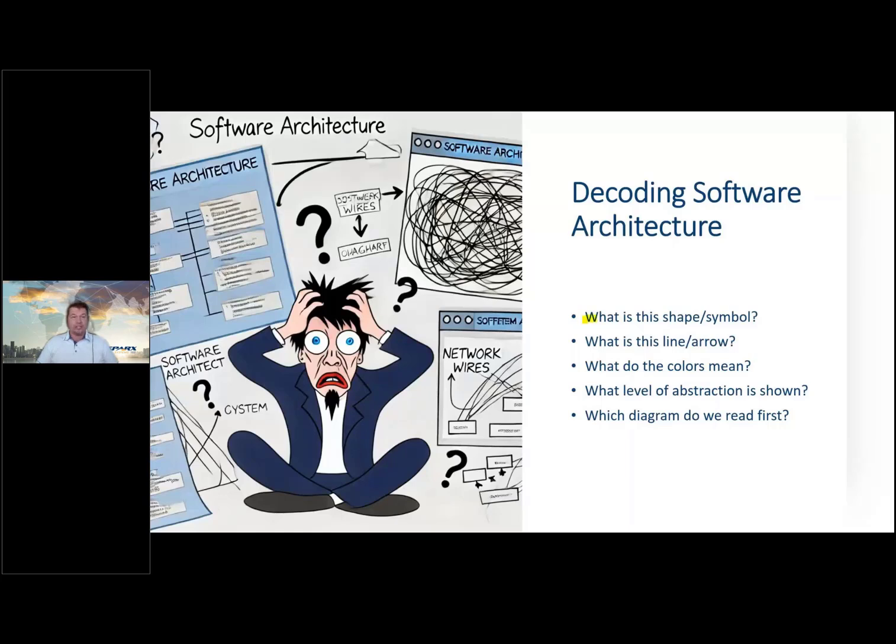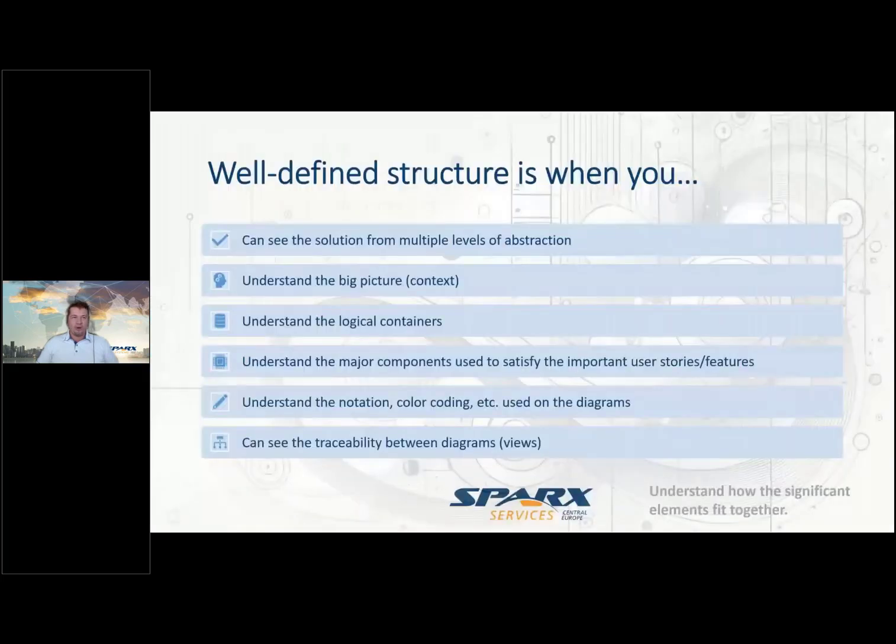questions are raised like, what is this shape, symbol? What is its meaning? Does the color really matter? Okay. And where do I start? What diagram should I start with first? Well, to give you a clue a little bit and getting closer to the C4 model, the well-defined structure is when you can see the solution from multiple levels of abstraction.